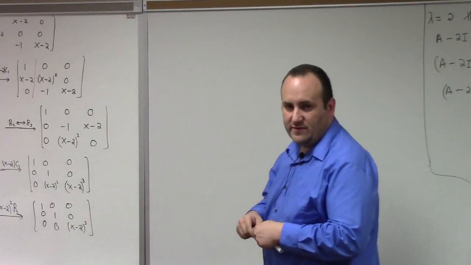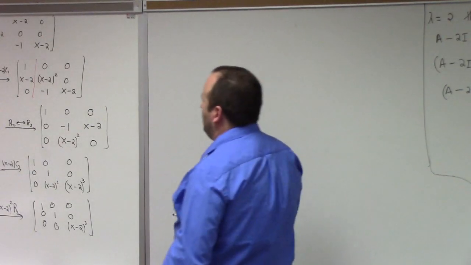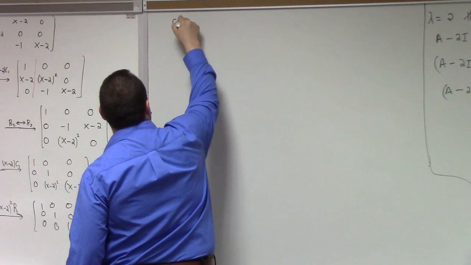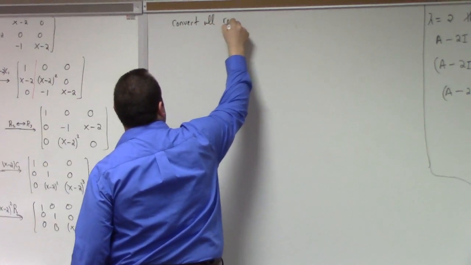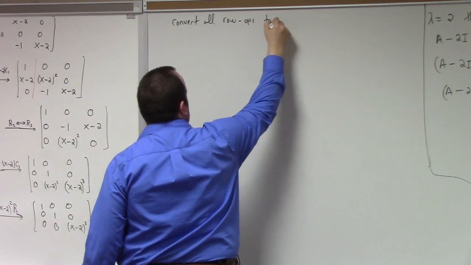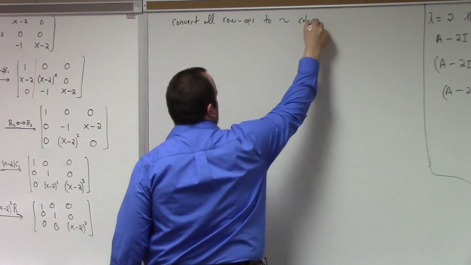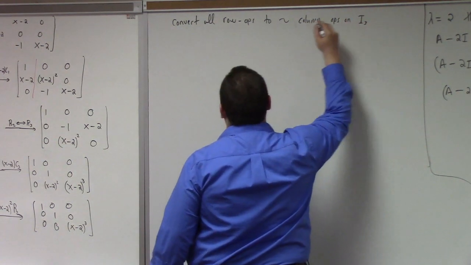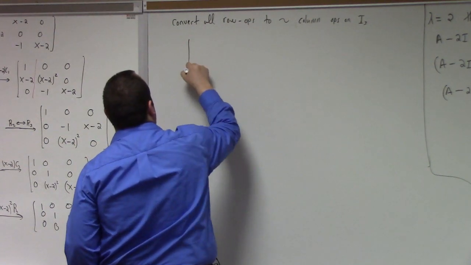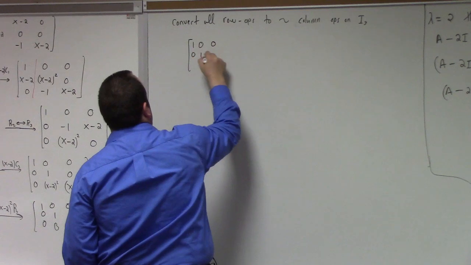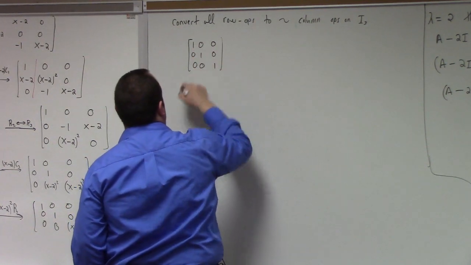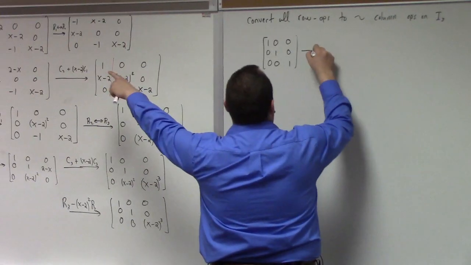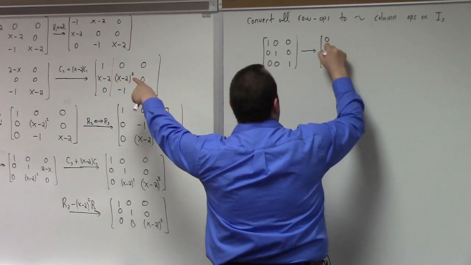All right. Now the algorithm at this point is a little tricky. We have to basically convert all row operations to corresponding column operations on the identity, right? So we start with 1, 0, 0, 0, 1, 0, 0, 0, 1. Now I'm going to follow the template. First of all, we have a row 1, row 2 swap, which gives us a column 1, column 2 swap. That's the first thing.